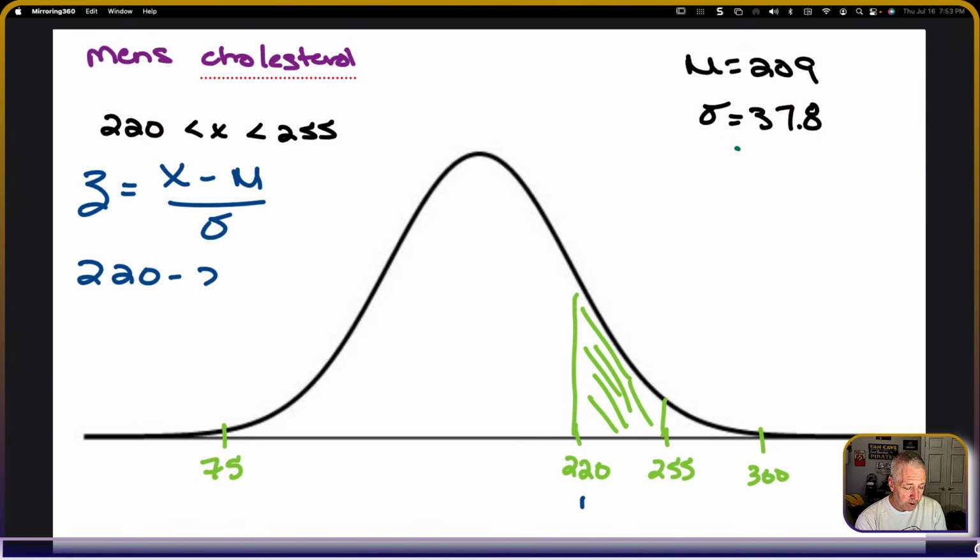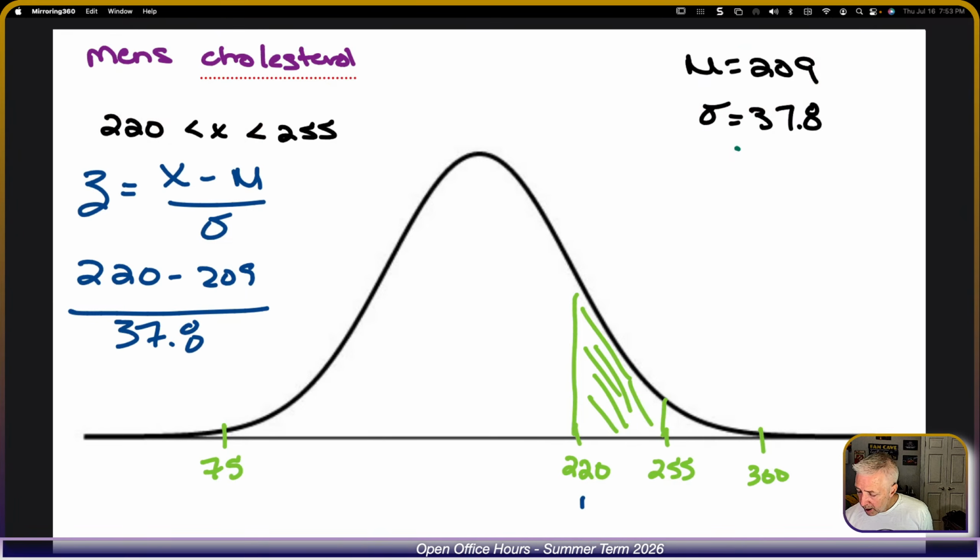I take 220, subtract 209. I divide it by 37.8. So I'm going to try to get an exact answer here. 220 subtract 209. And then I divide by 37.8. And I get 0.29. Let's go with 0.29. So the z-score that relates to that data value of 220 on this normal distribution is 0.29.